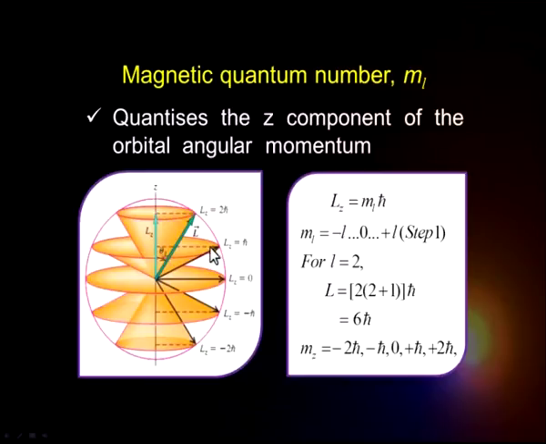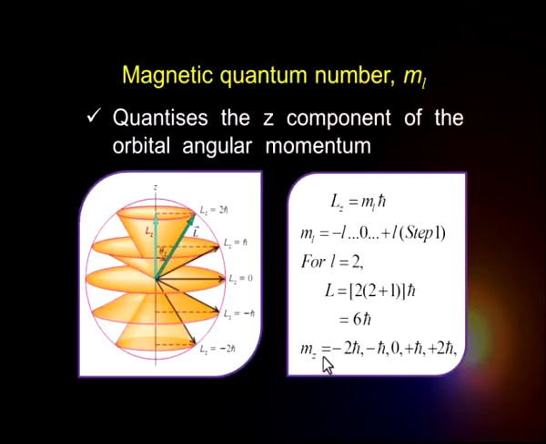If I take this one, this will be 1 h cross. This will give me projections of 0, minus 1, minus 2. That means the angular momentum vector can take up only those orientations which give a projection of a quantized value. That means m can have a value of 2, 1, 0, minus 1, minus 2 for L equal to 2. So, there are 5 different values of m for a given value of L.